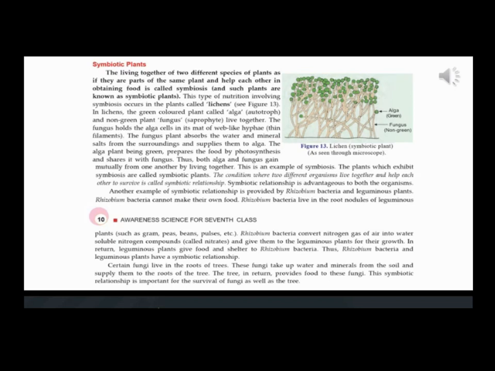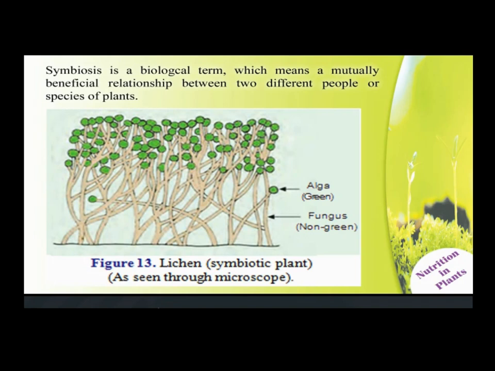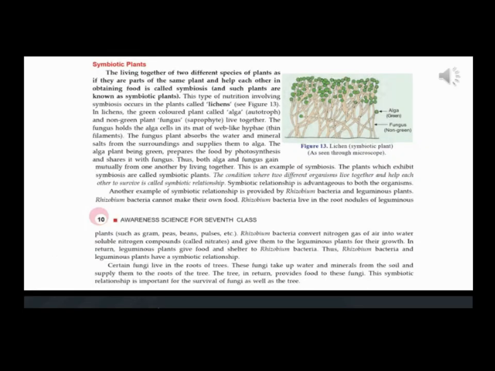Now let us learn about the symbiotic plants. But before we learn about symbiotic plants, let me tell you the meaning of symbiosis. Symbiosis is a biological term which means a mutually beneficial relationship between two different people or species of plants. Okay? Now, symbiotic plants: the living together of two different species of plants as if they are parts of the same plant and help each other in obtaining food is called symbiosis, and such plants are known as symbiotic plants.